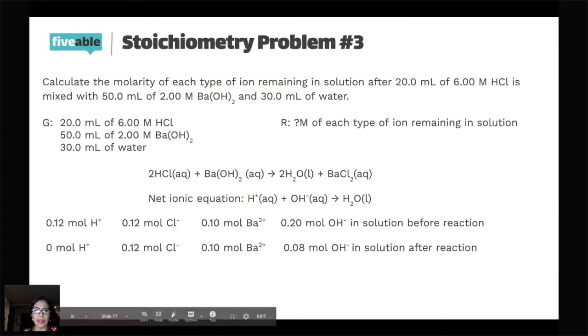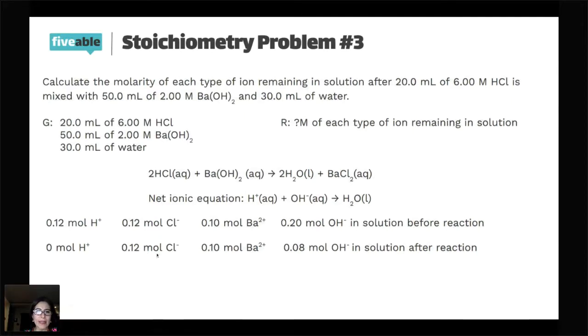Steven, what we need to do is divide the moles of each ion by the total liters of solution. So we need to add all the volume involved. If we're going to place everything in the same beaker, the volumes are going to add up.